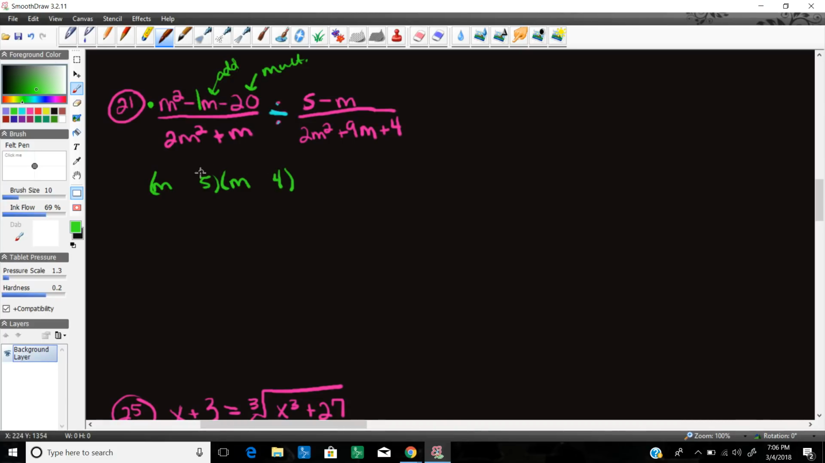Since this is negative, one of these has to be negative. It looks like the bigger one's going to have to be negative because my middle number, negative 1, is negative. So let's do negative 5 and positive 4. And let's see, negative 5 times 4 is negative 20. Negative 5 plus 4 is negative 1. So that works out. So there is the first part. I'm going to go ahead and look at the denominator of this one now.